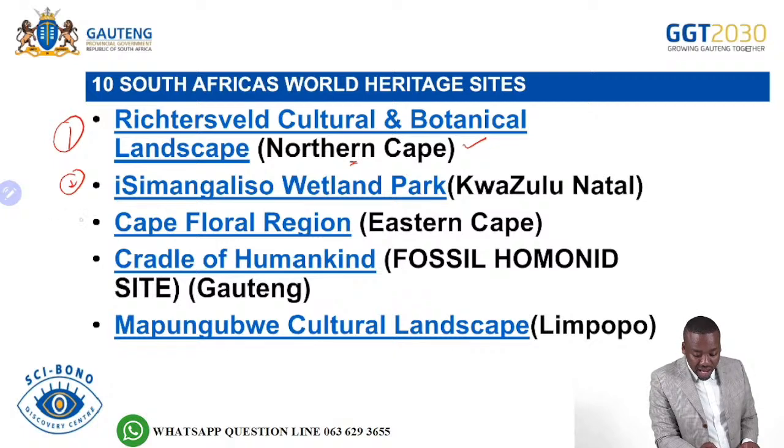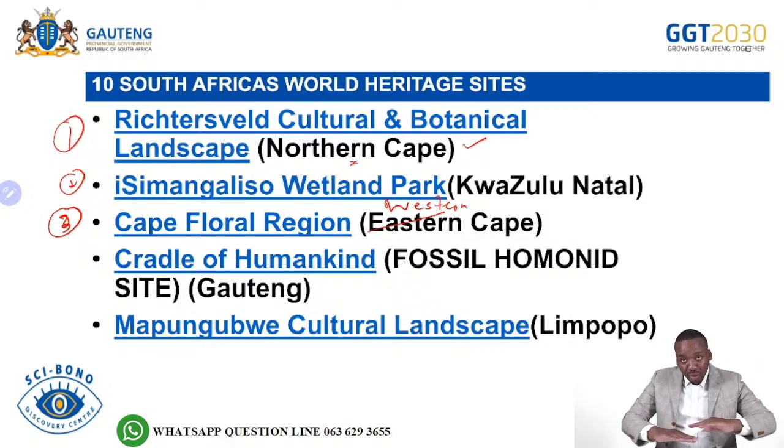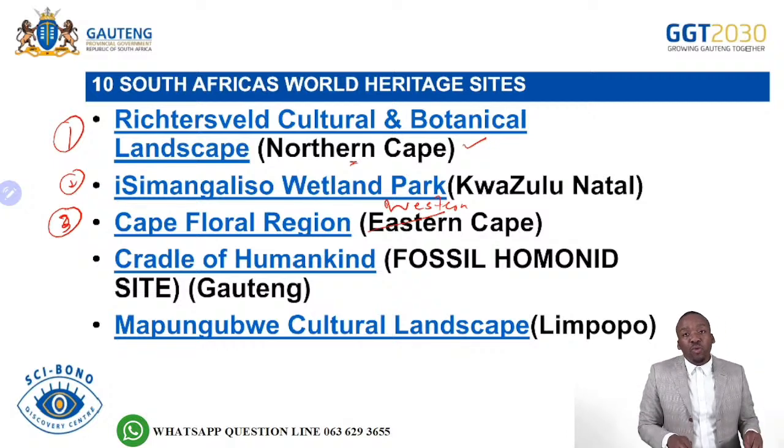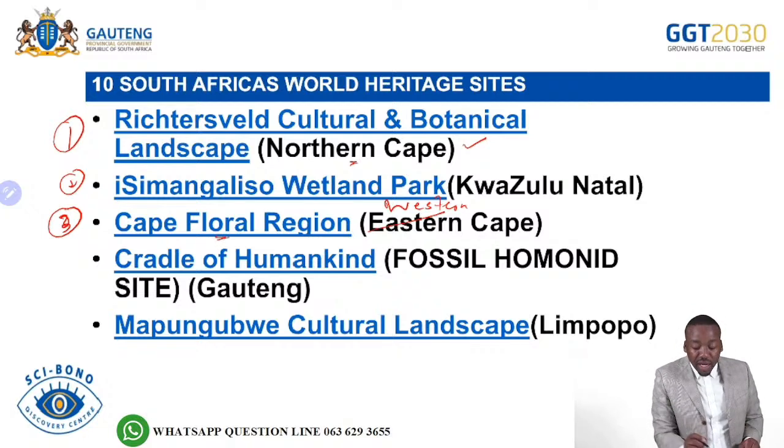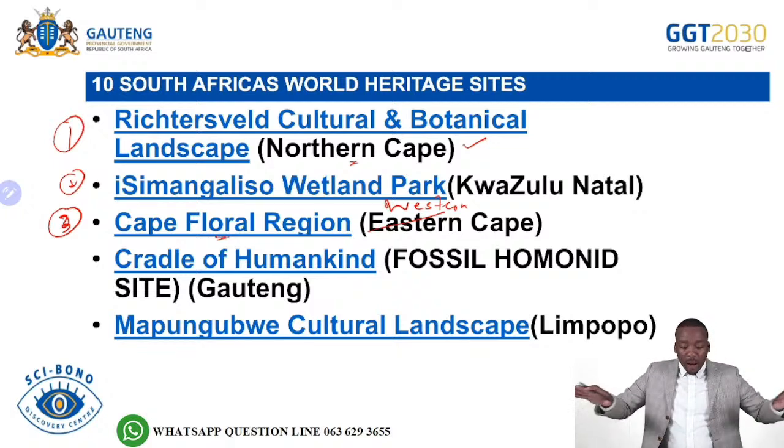And then we have Cape Floral Region, right? Cape Floral Region is not in the Eastern Cape, but it is in the Western Cape. Apologies there. And when it comes to this one, learners normally confuse this one. It is not Table Mountain, but Cape Floral Region. Remember when we spoke about fauna and flora in grade 10, we said flora, it is what? A group of plants, right? So at the bottom of Table Mountain there, we've got what?